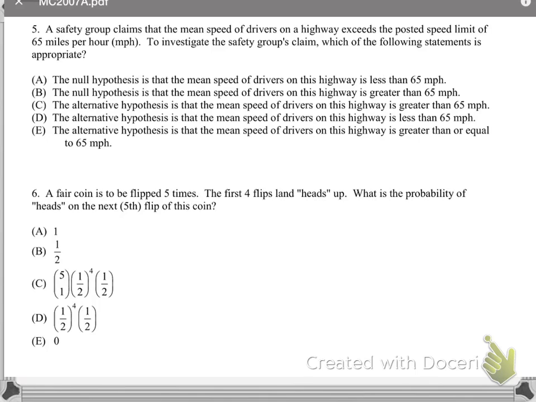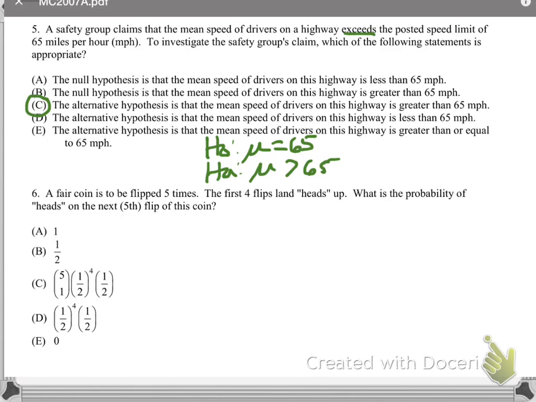Okay, so here they're asking about hypotheses, and so I'm just going to write them down. My null hypothesis is that mu is equal to, remember, the null is always what it is equal to, and my HA is mu, then they talk about exceeding, so greater than 65. So my answer to 5 is C.